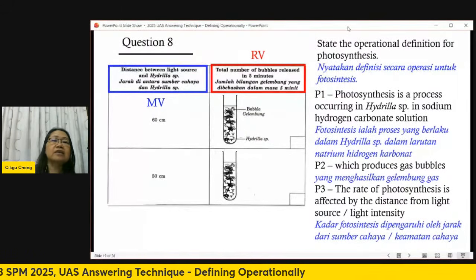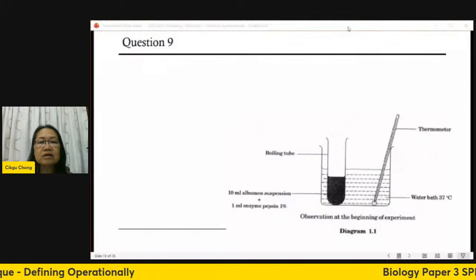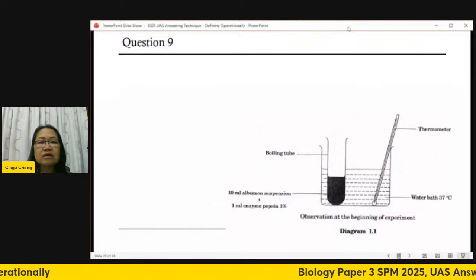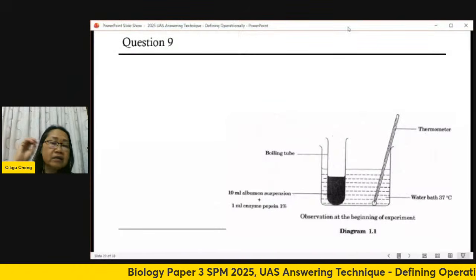Okay, right. So question 9. Okay, coming to the end. So this one is albumin. This is the protein, and you add in pepsin.